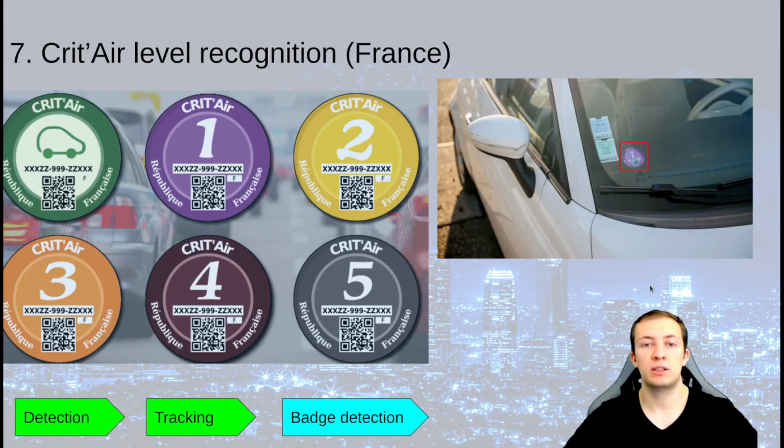Another application might be region specific. For example, in France, there is a special badge for the quality of a car engine that is called Crit-Air, and we might want to detect this badge on the windshield of a car. Here we are using detection and tracking of a vehicle plus an additional model for badge detection.